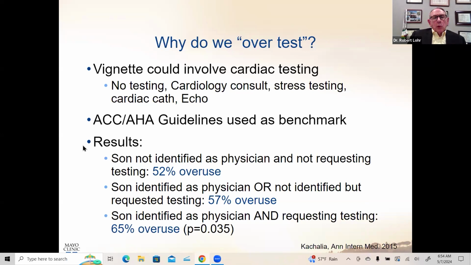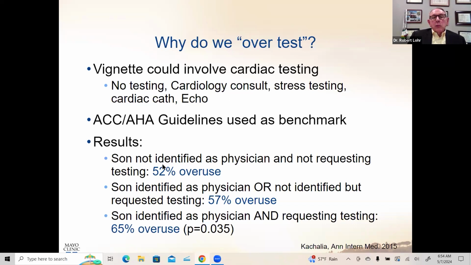I should add that the guidelines would suggest that in this particular gentleman, given these choices, you would do no testing. I would argue that you might want to do an EKG, particularly if you didn't have a current one. But nevertheless, that wasn't an option. So the best answer would be nothing.